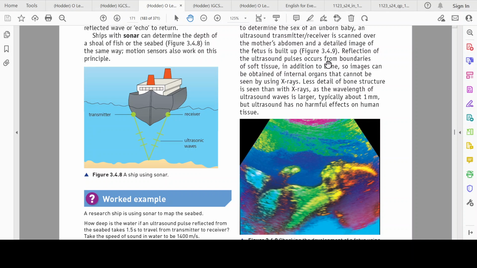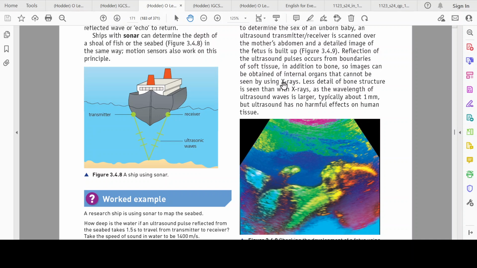Reflection of the ultrasound occurs from the soft tissue and the bone, so images even of internal organs can be obtained if required. As far as bones are concerned, the detail is less than X-rays, but X-rays can be harmful. Ultrasound is not harmful. X-rays can't pick up soft tissue like organs. If you take an X-ray, you can't see your stomach, you can't see your lungs as such. Well, technically you can see your lungs, but that's a separate matter.